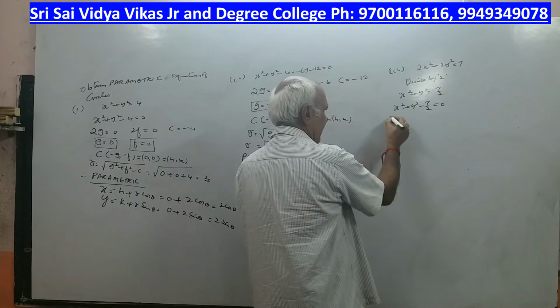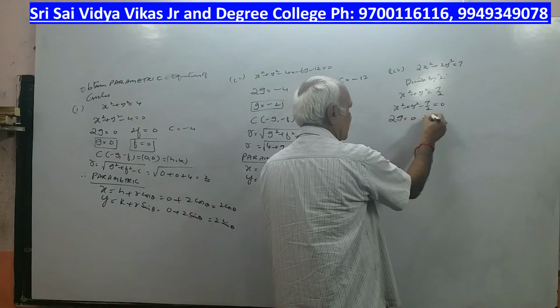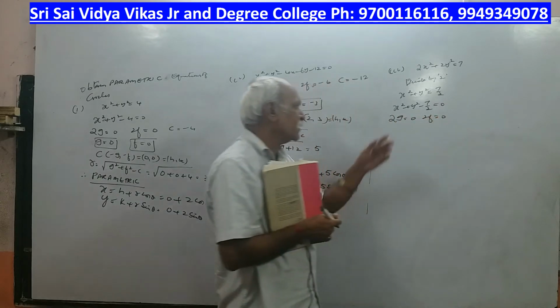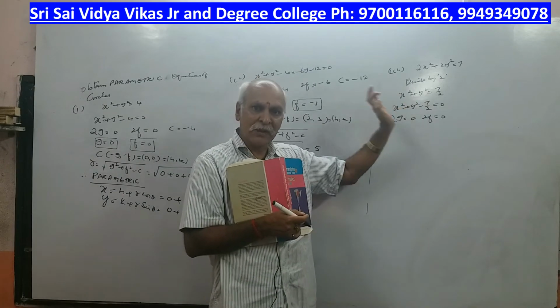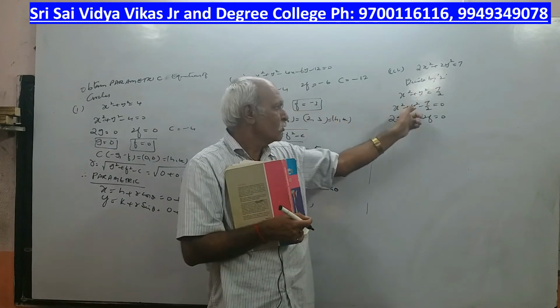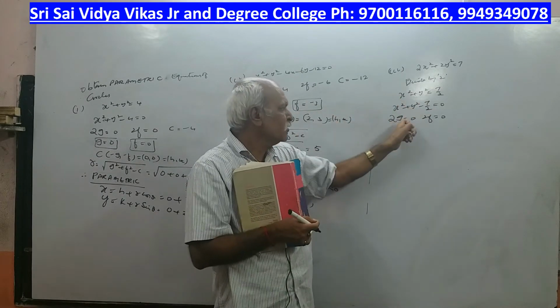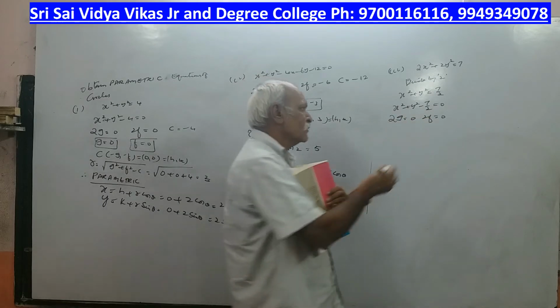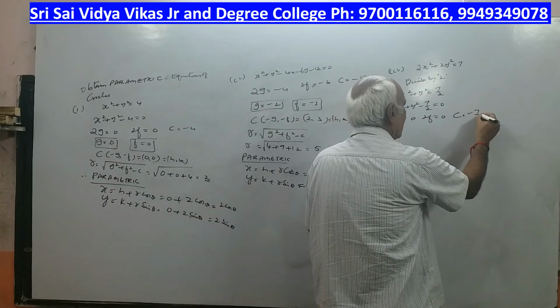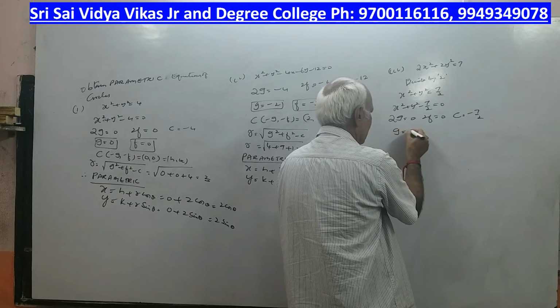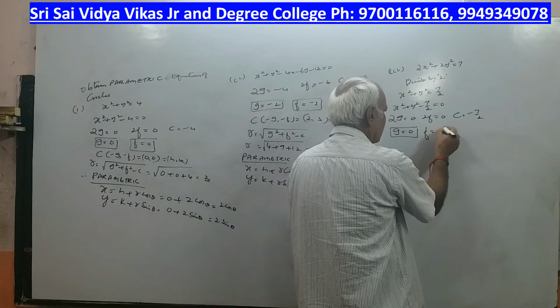0. Again 2g is equal to 0, 2f is equal to 0. Why, sir? There is no x value, there is no y value, only x square and y square are there. So we are taking 2g equal to 0 and 2f equal to 0. And what is the c value? Minus 7 by 2. G value 0, f value 0.